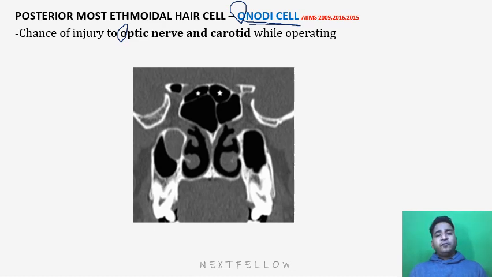Okay, if we try to remove this Onodi cell, here you can see in this diagram, if I mark it by the red, or we can say the star color, this is my Onodi cell, which is present in the roof of the sphenoid sinus as shown in this diagram. So this is the posterior most ethmoidal cell, and it is in close proximity to the optic nerve and the carotid artery. So we have to be very cautious while operating over this Onodi cell.